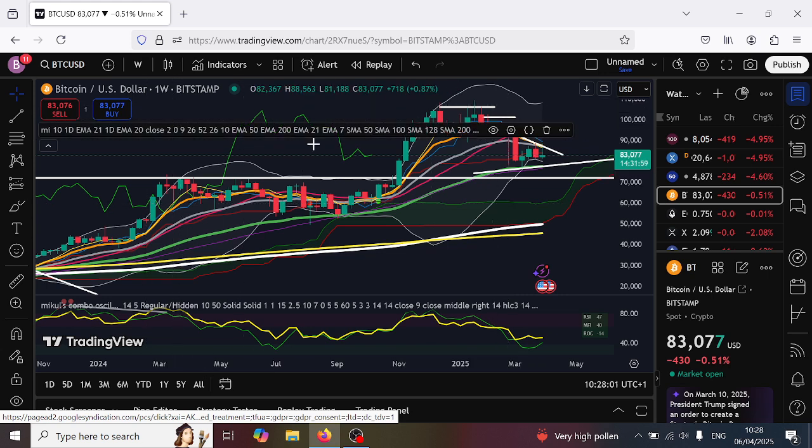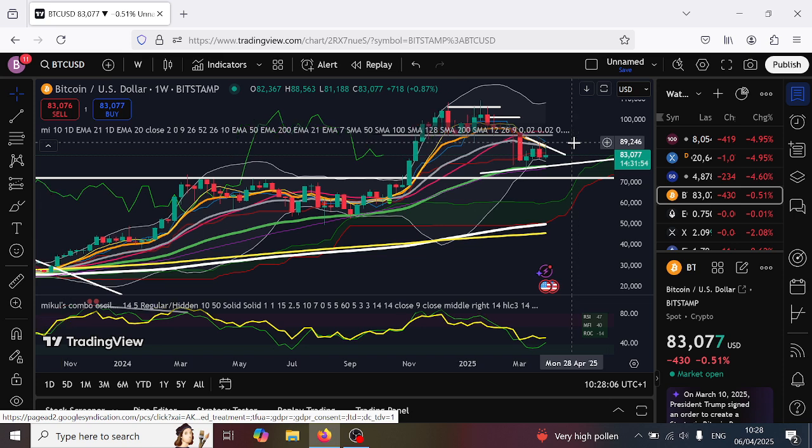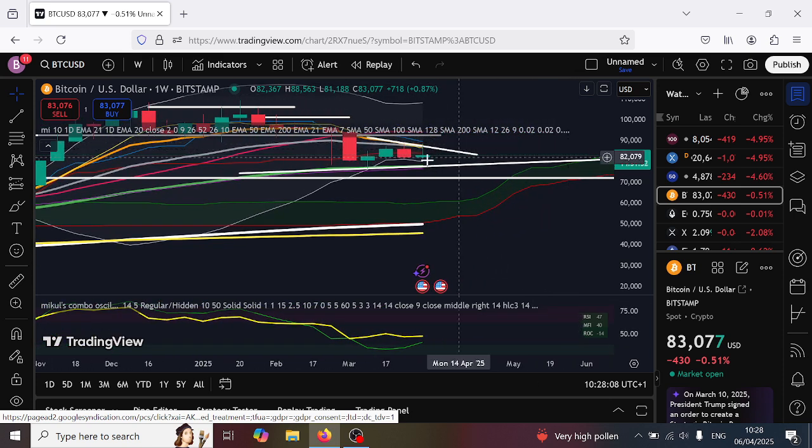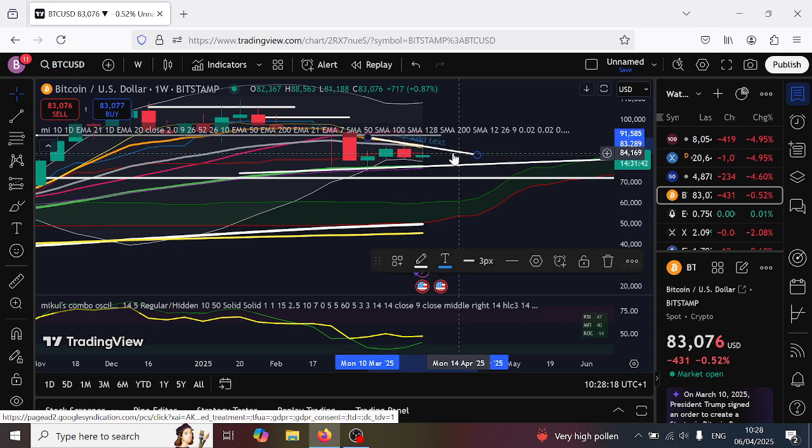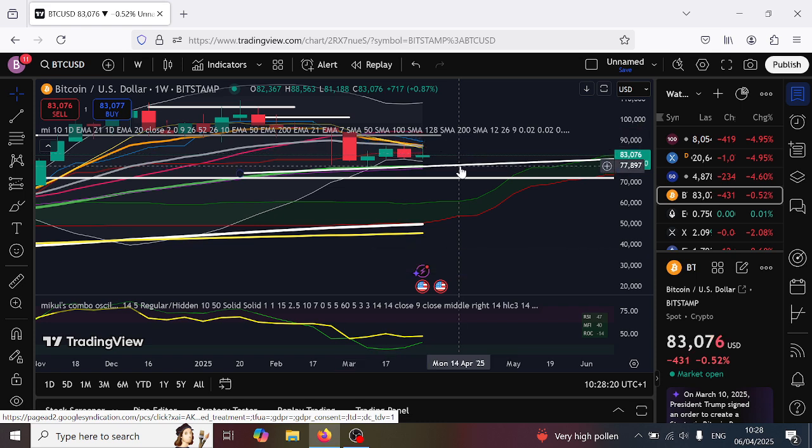Right, so let's have a think about Bitcoin as an overall barometer of health. We're still within the symmetrical triangle scenario here. The top of the triangle being the 21 exponential and the 10 exponential, the bottom of the triangle being the 50 exponential and the 50 simple. So basically, it's moving average based. I draw this in just for the sake of reference, but you can see that we're getting rejected from here, getting supported from here.